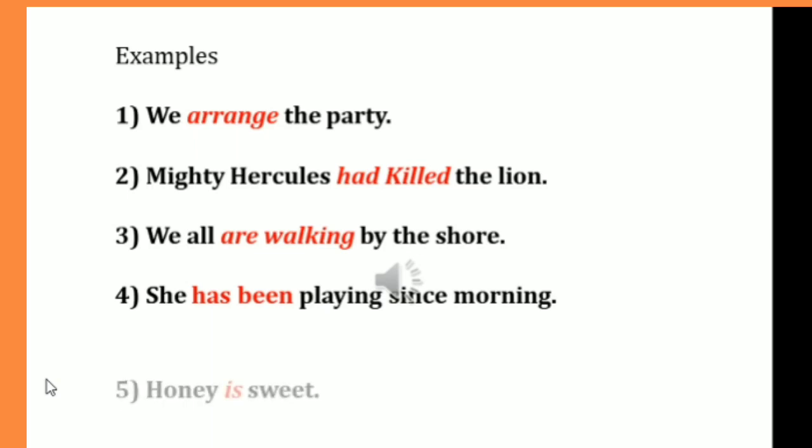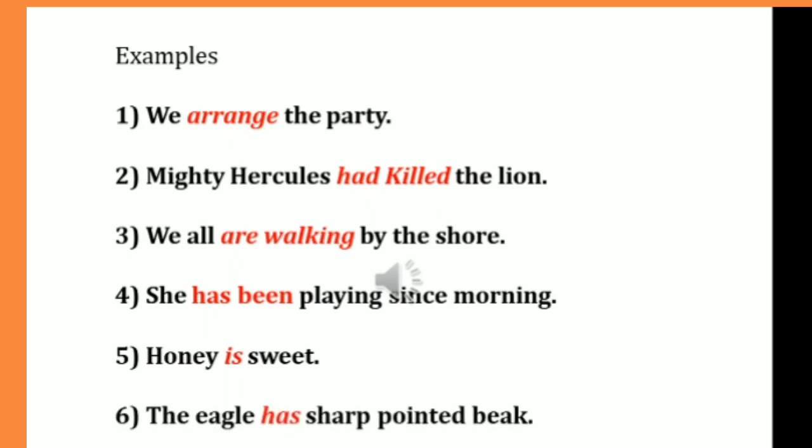Fifth example: honey is sweet. In this example, the verb is is. Last example: the eagle has sharp pointed beak. Here the verb is has. Now you might have observed how this element verb comes in the sentence. In all these sentences, the verb has come alone in some sentences, while it has come along with an auxiliary verb in some sentences.